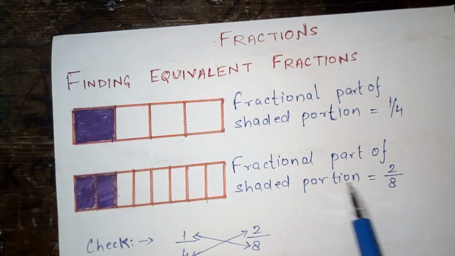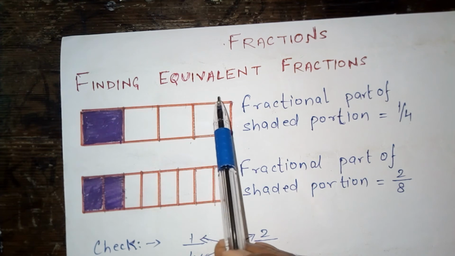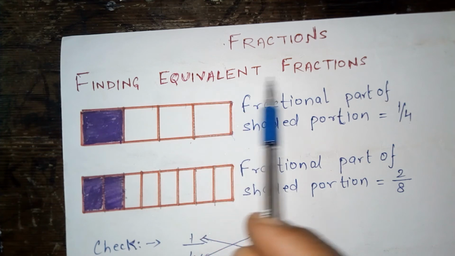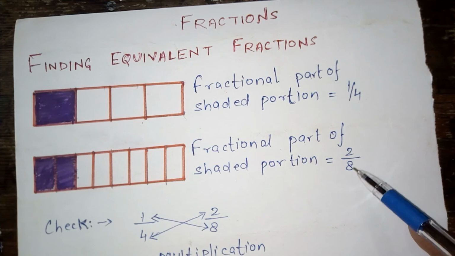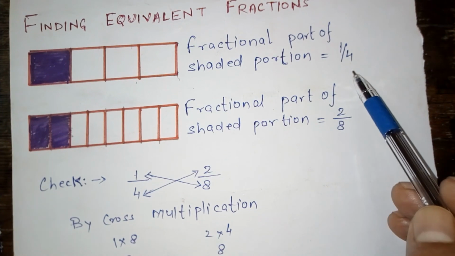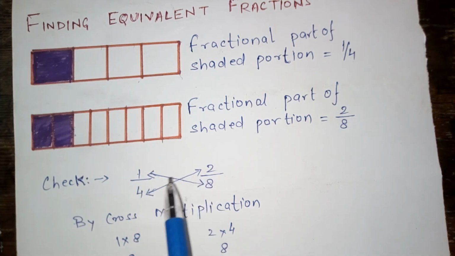Now, according to your topic, finding equivalent fractions. Two fractions are given, 1 upon 4 and 2 upon 8. Now let us discuss how they are equal. This is 1 upon 4, this is 2 upon 8. Let us discuss whether these two fractions are equal or not. How? Look here.